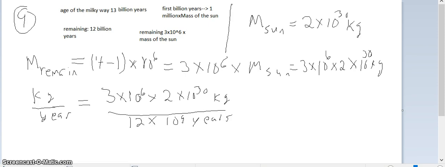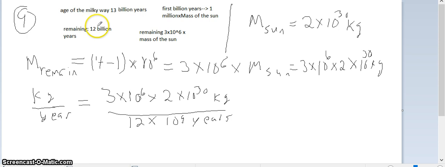For the last one, they're trying to figure out how much mass per year. So this is really what we're ultimately trying to figure out. The amount of mass in kilograms per year that the supermassive black hole in the center of our galaxy has accumulated for the past 12 billion years. The age of the Milky Way is 13 billion years, and they give us that in the first billion years of the formation of the galaxy, the supermassive black hole accumulated 1 million solar masses.